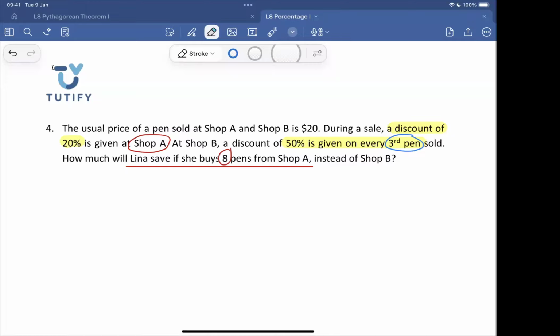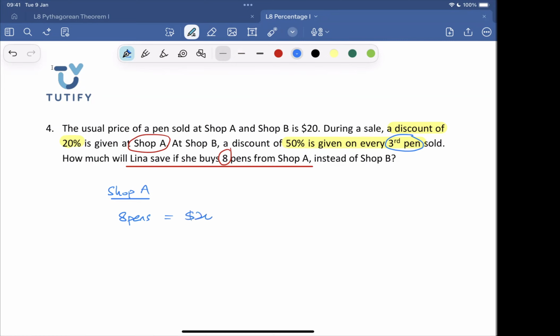I know how to do it. David, let's look at shop A. Okay, let's do shop A. So you're going to buy 8 pens, right? Now, how much is 1 pen? $20. So if you buy 8, you're supposed to pay $160, right? Yeah. But there's a 20% discount, so how many percent must you pay?